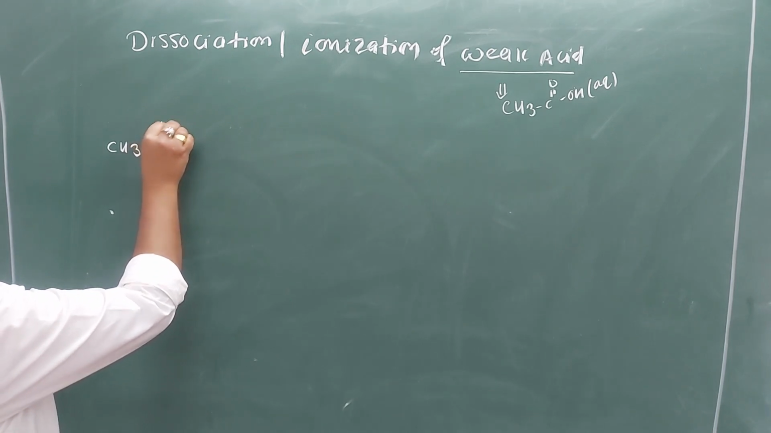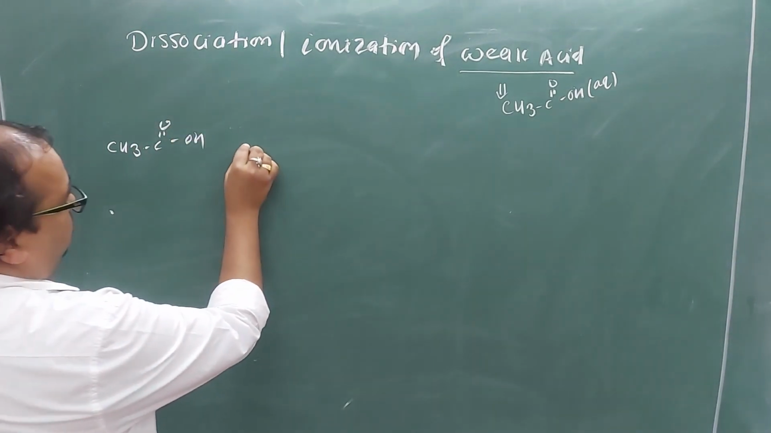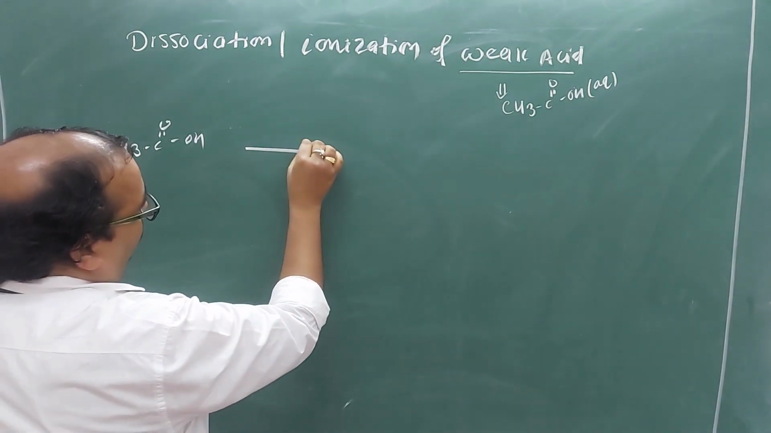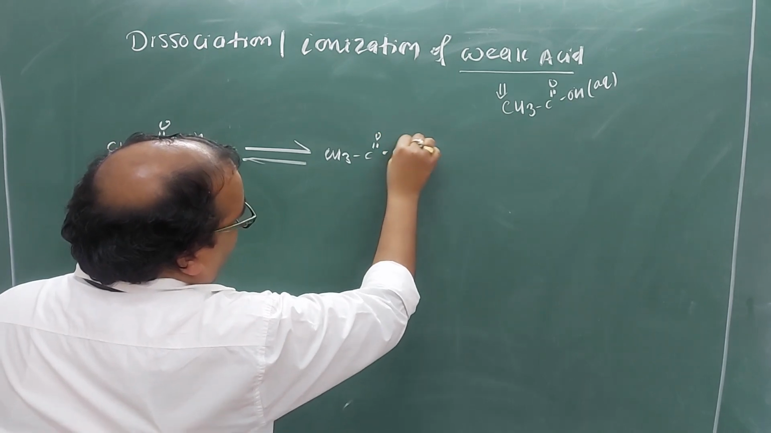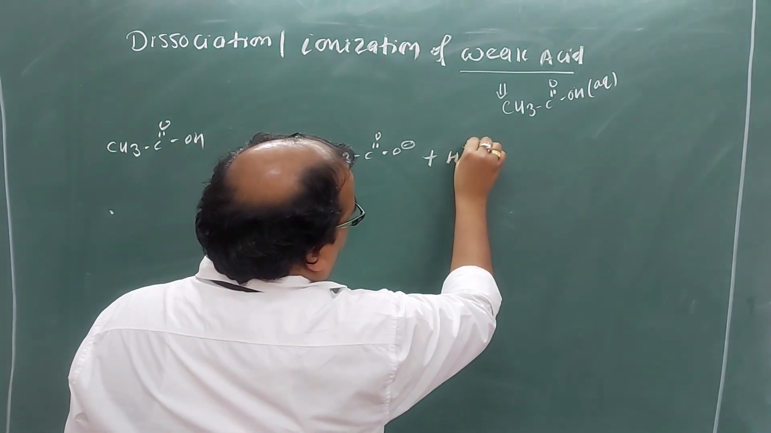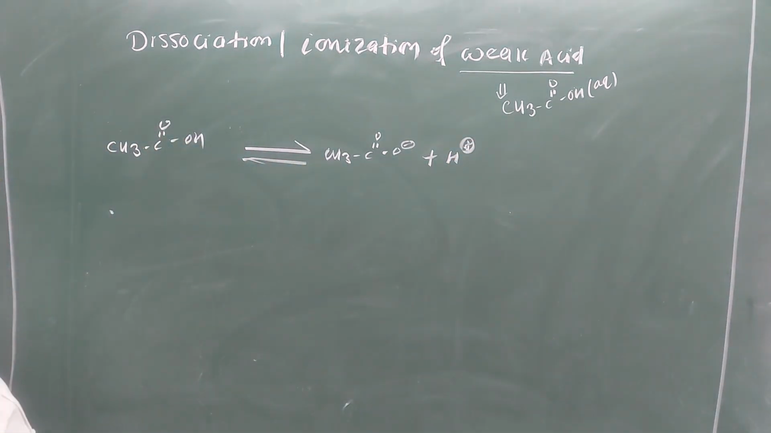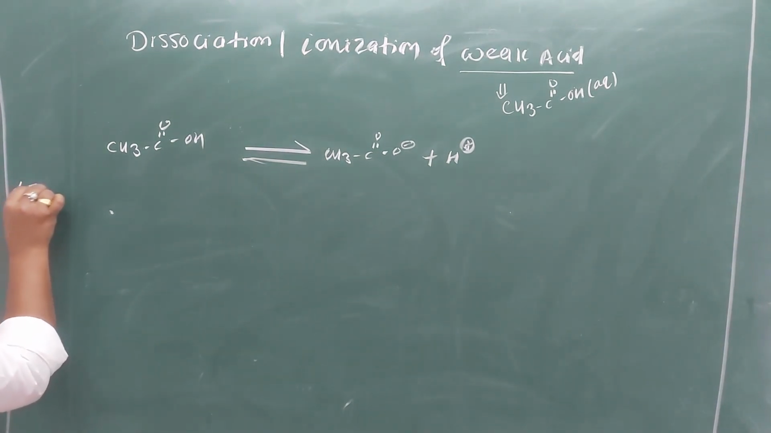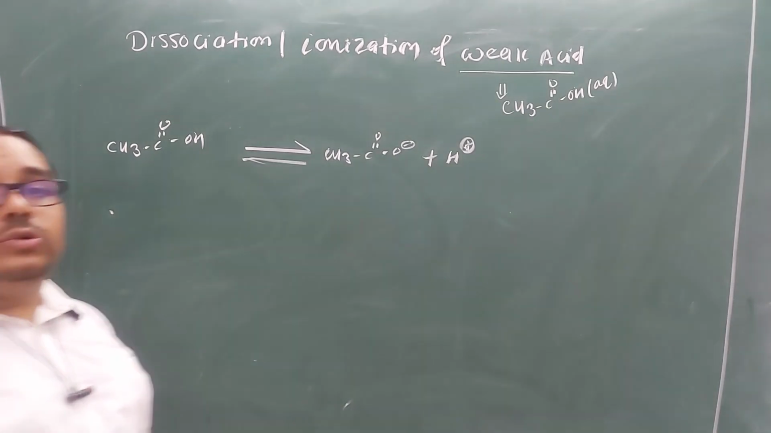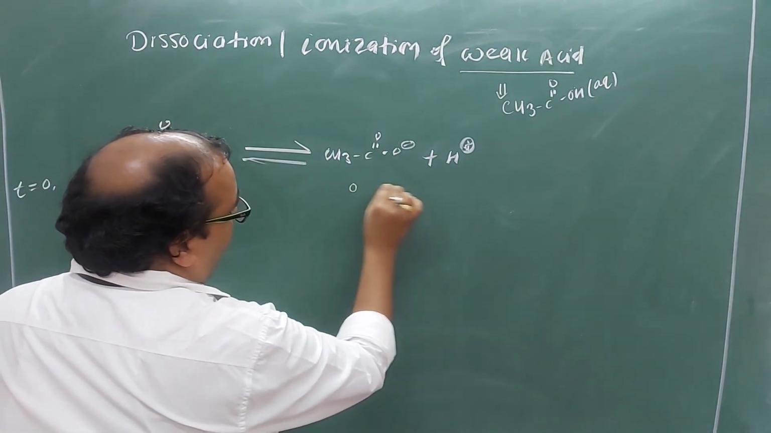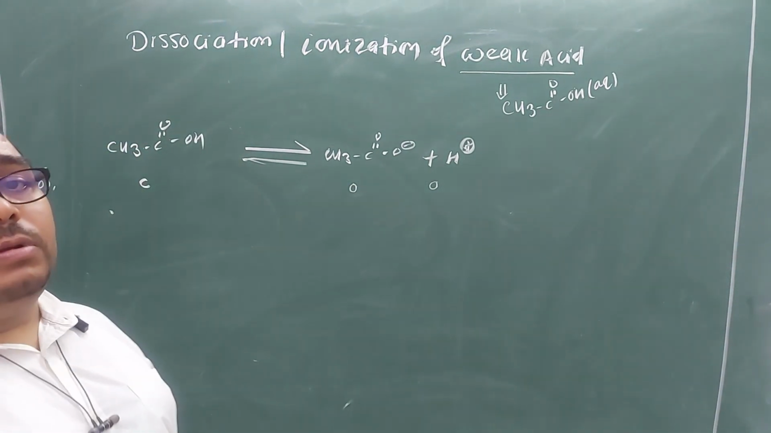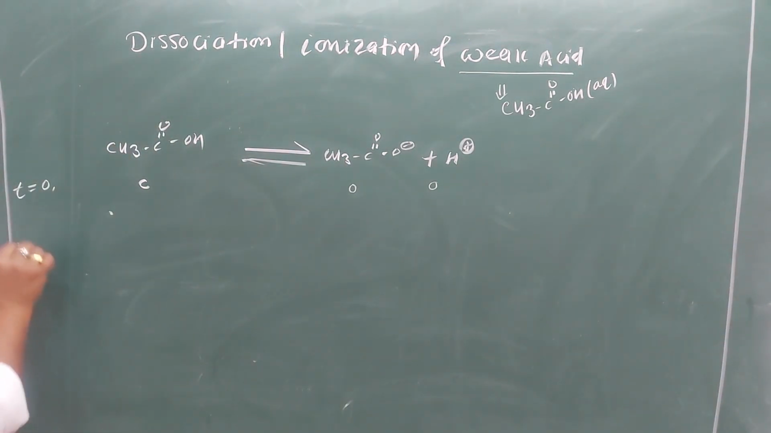CH3COOH. Okay. So what will it give? Obviously, it will give the acetate ion plus what? It will give the H plus ion, or you can take the hydronium ion, right? So at the beginning of the reaction, t equals 0, the initial concentration is C mole per liter, and before the reaction proceeds, the products will be 0.